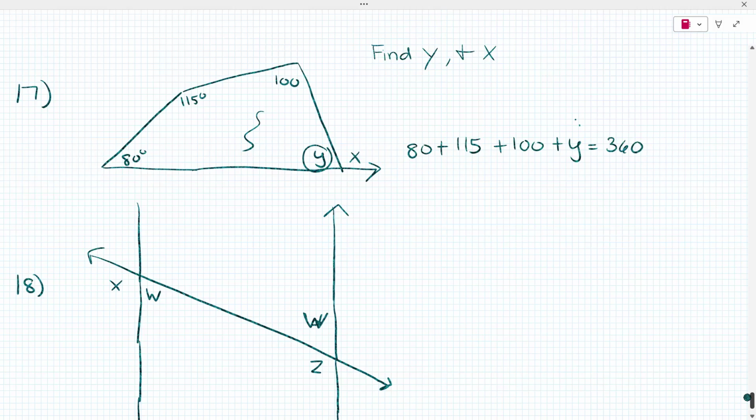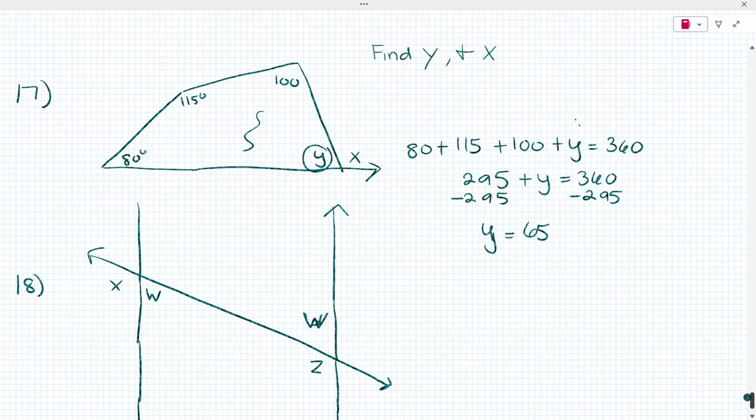Go ahead and add them up. That is 295 plus y equals 360. Subtract 295. You get y equals 360 minus 295, which is 65.